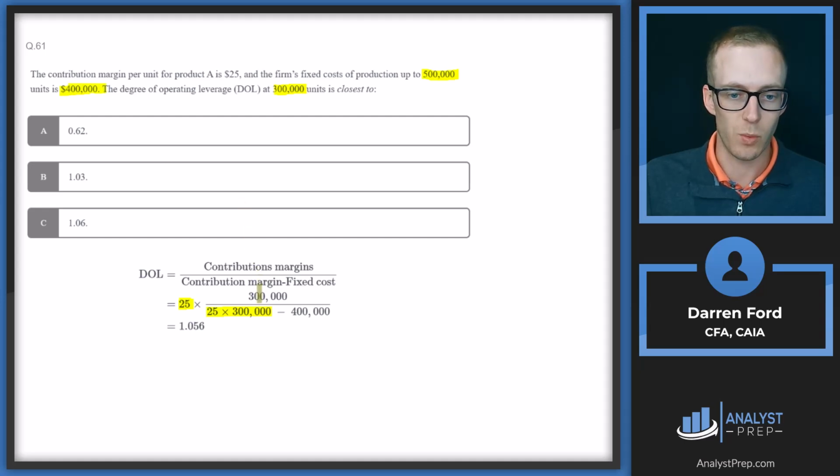And so if this was 200,000 or 400,000 or 500,000 units, this variable is going to stay the same no matter what, but these two would change. So when we work that through, we get a degree of operating leverage of 1.056, which if we round that, we get closest to answer C.